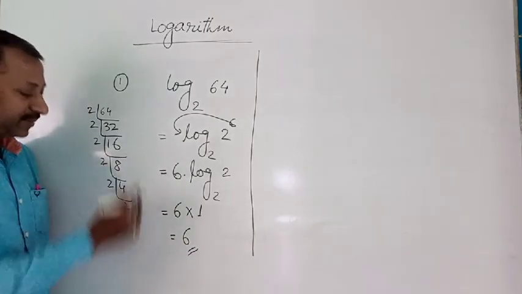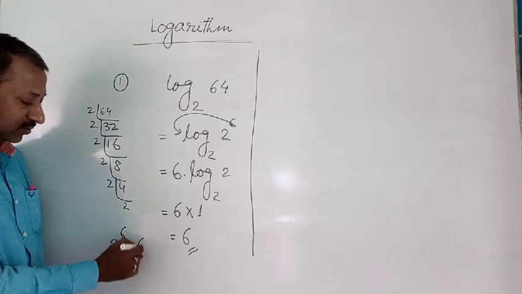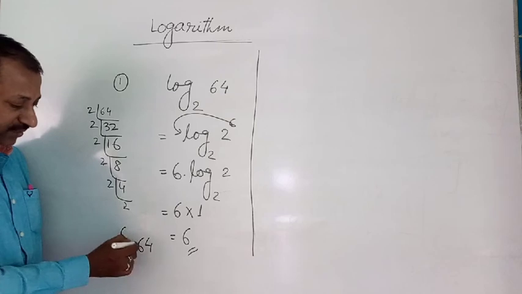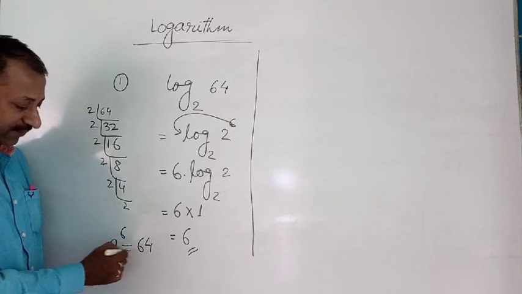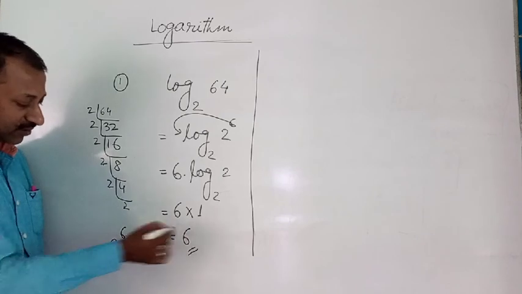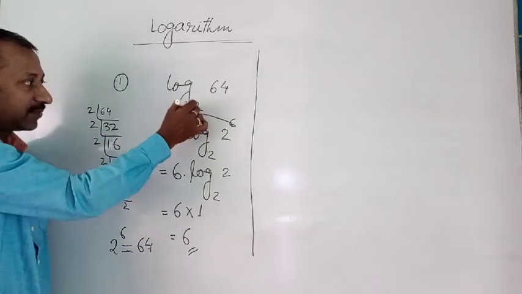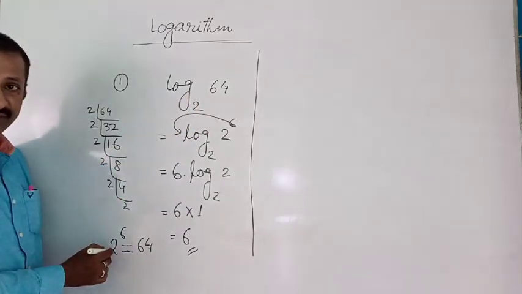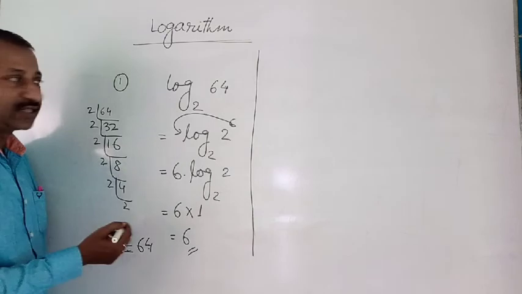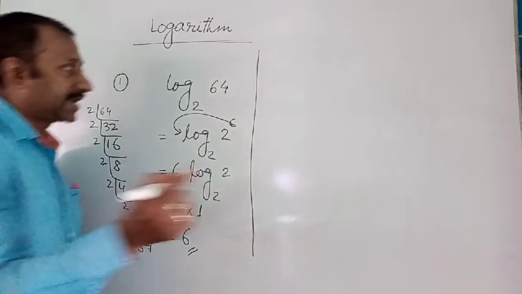This means 2 to the power 6 equals 64. We know this. So by the definition of logarithm, 6 is called the logarithm of the number 64 to the base 2. This just matches with the definition. Okay, now the second method.